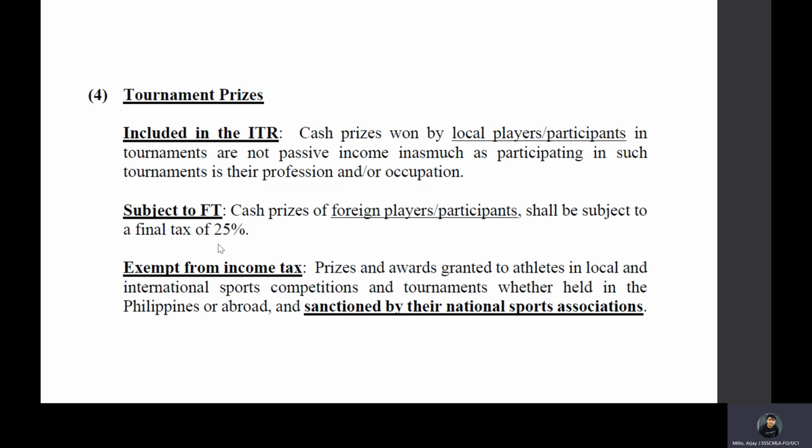Subject to final tax yung cash prize of foreign players participant. Pag foreign yung players, subject siya sa 25% final tax. Ano naman yung mga exempted sa income tax kapag tournament prizes? So ito yung mga prizes and awards granted to athletes in local and international sports competition and tournaments, whether held in Philippines or abroad, and sanctioned by the National Sports Association. So ito yung, for example, mga Olympics, you're representing the Philippines. So if meron kang na-earn na income or yung prizes mo may monetary amount, so that will not form part as gross income kasi sanctioned siya by National Sports Association.